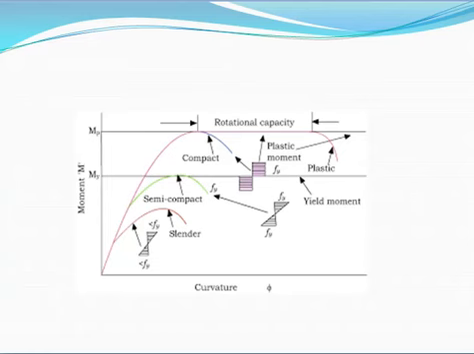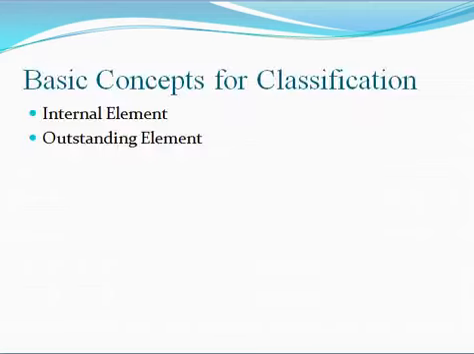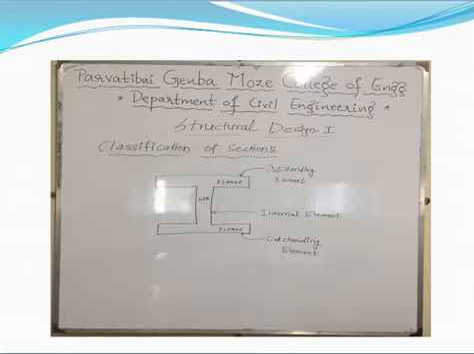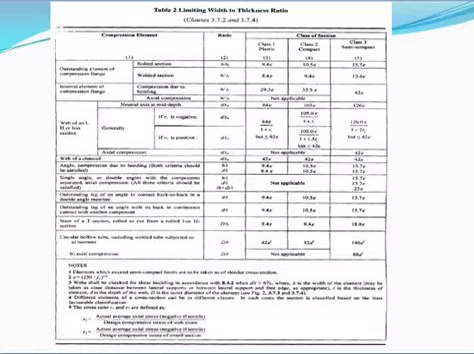Okay, now we will start with the problems. Now we will start with the problem, that is classification of section, and for that we have to use this table, that is table number 2. For solving the problem you must be ready with your pen, pencil, book, calculator. Okay, we'll start with the classification of cross section.